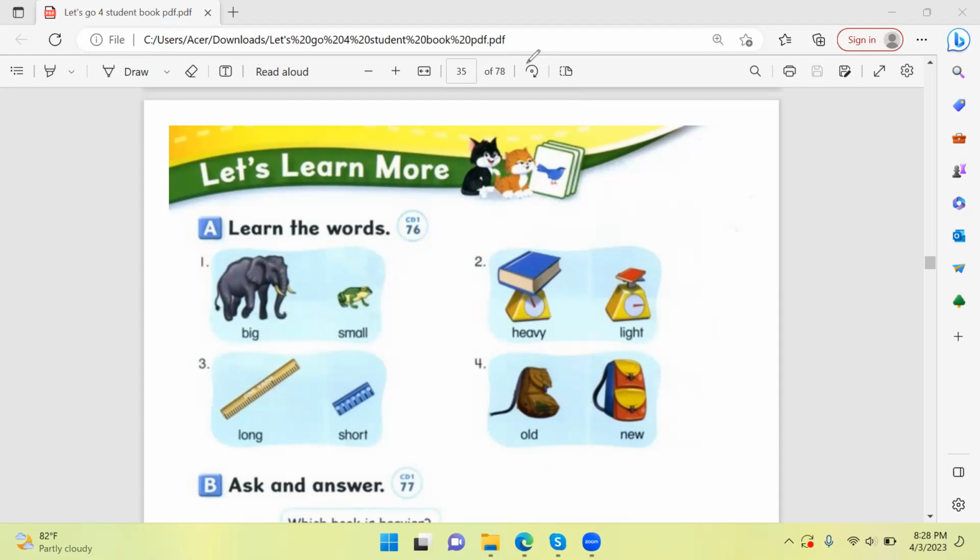Very good. How about this one? What do you call this one? New. It's a new bag. Very good. Okay, very good. So what do you think, which picture here has the new bag? Is it the color yellow with red and blue, or the color brown?